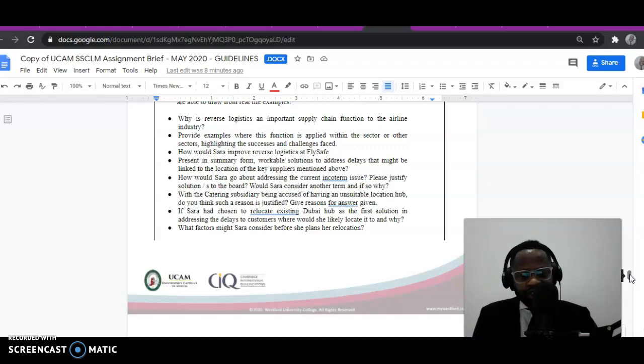Or are there other reasons that might be affecting the very location of the hub? Because some of their customers are complaining about delays in getting their food and catering services on time, all right? If Sarah had chosen to relocate the existing Dubai hub as the first solution in addressing the delays to customers, where would she likely locate it to?